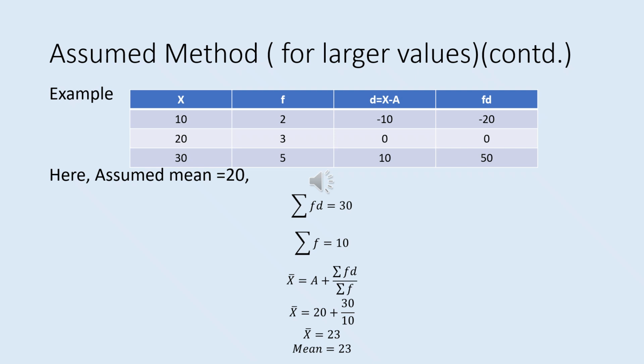Now we apply the formula to calculate the arithmetic mean for the assumed method, which is x bar is equal to a plus summation of fd by summation of f. So x bar is equal to a, which is 20, plus 30 by 10. So x bar is equal to 23. Hence mean is 23.